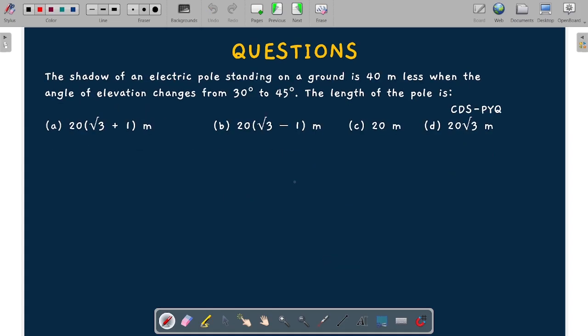Now we will discuss some PYQ of CDS. क्या दिया है? The shadow of an electric pole standing on a ground is 40 meter less when the angle of elevation changes from 30 to 45 degree. इसका स्टैंडिंग पोल का शेडो 40 मीटर कम होता है. देन लेंथ ऑफ द पोल निकालना है हमें.